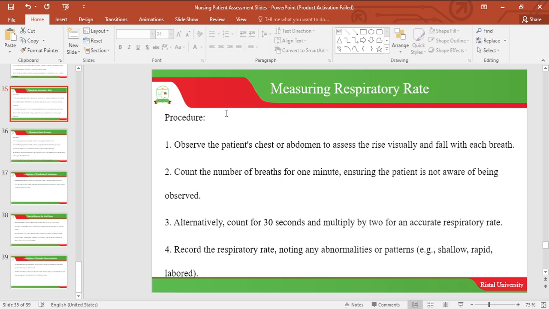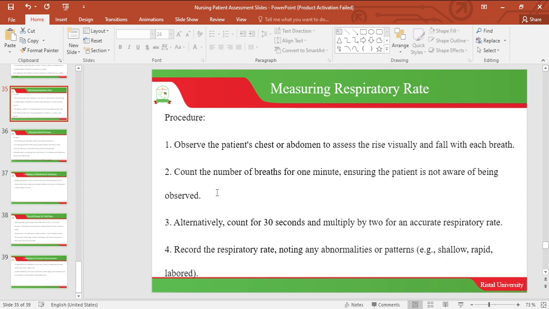Let's look at measuring respiratory rate. The procedure: the nurse has to observe the patient's chest or abdomen to assess the rise and fall with each breath. Then he or she counts the number of breaths for 1 minute, ensuring the patient is not aware of being observed. Because if the patient is being observed, then he may change his rate of breathing.